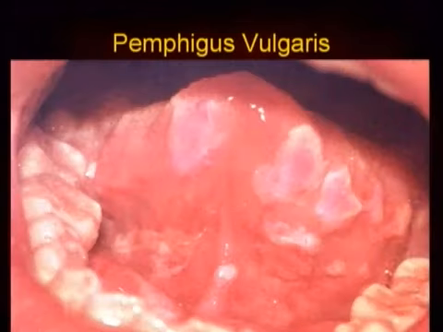Here's a mucosal involvement in pemphigus vulgaris. So patients have erosions here, sort of similar to what they have on the skin.